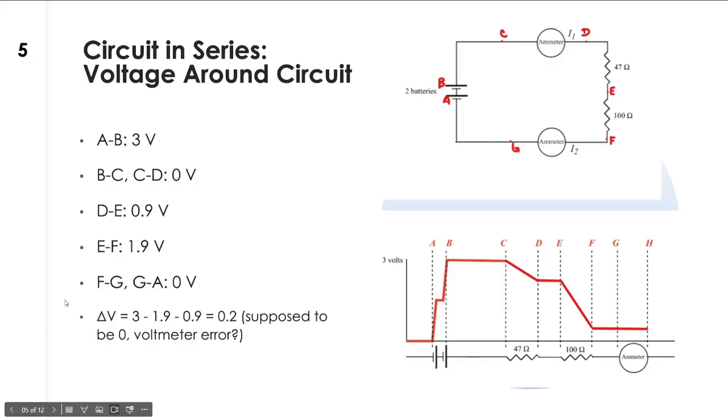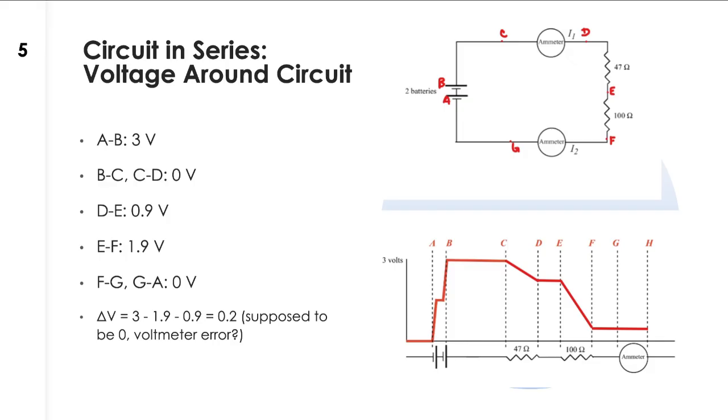In the potential differences across various components of the circuit, we found that the potential difference across the battery, A to B, was 3 volts, across the wires and the ammeter, 0 volts, across the 47 ohm resistor, or D to E, was 0.9 volt voltage difference, and then across the 100 ohm resistor, it was 1.9 volt potential difference.